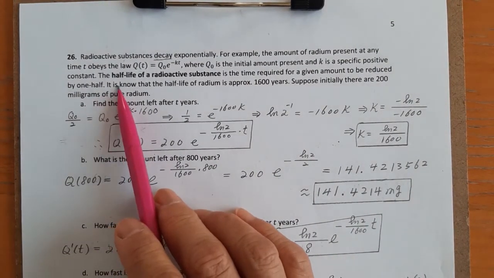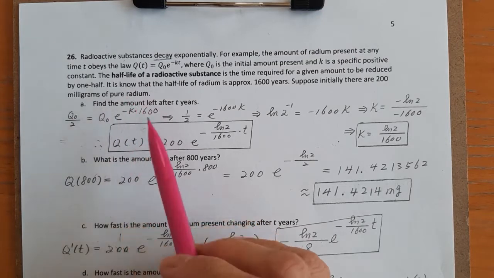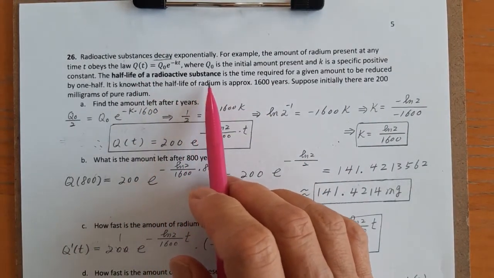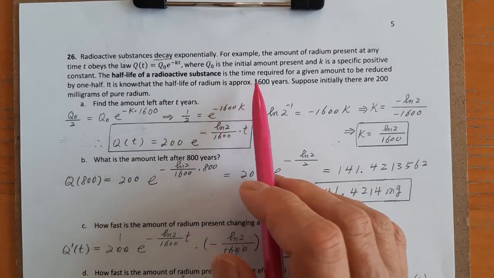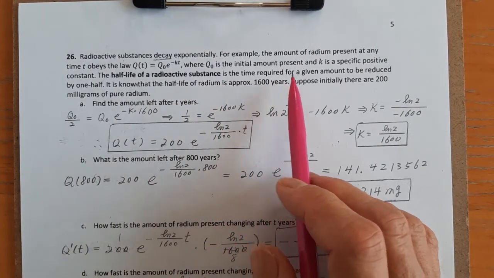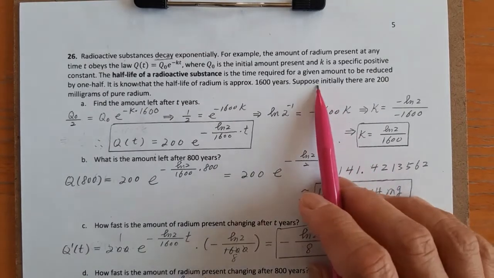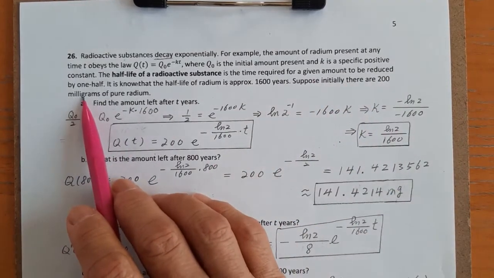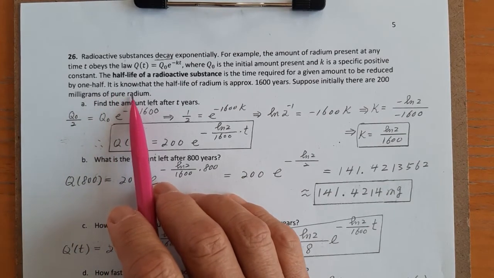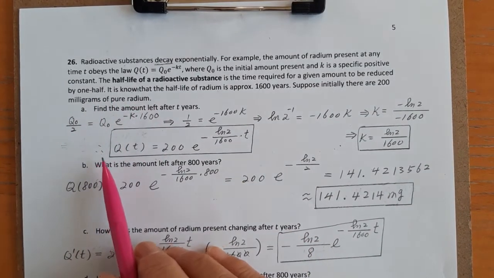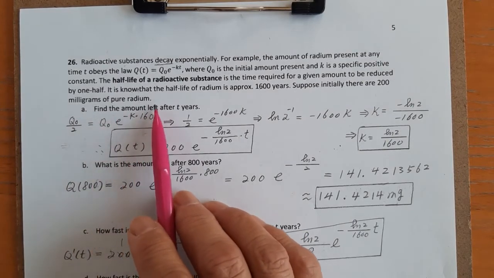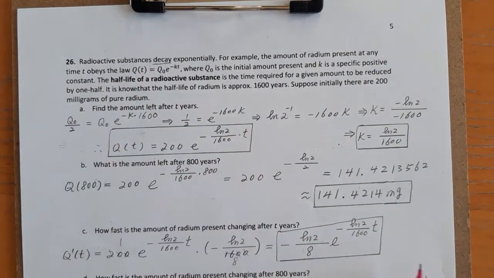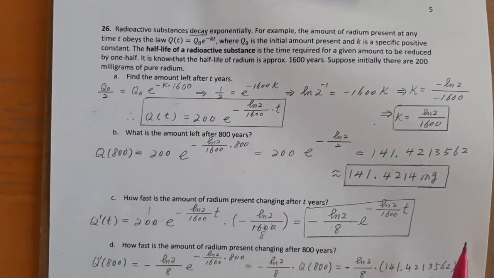And it is known that the half-life of radium is approximately 1,600 years. Suppose initially there are 200 milligrams of pure radium. A, find the amount left after t years. So figure out Q of t.